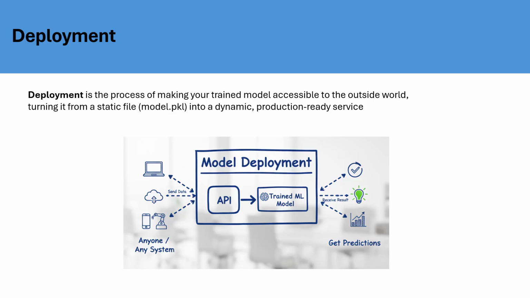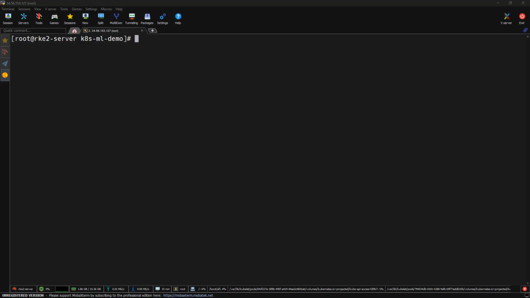So enough theory for today. Let's jump into the hands-on part and train our model. To keep things simple, we will use the classic Iris dataset from scikit-learn. It's a perfect beginner dataset for classification.